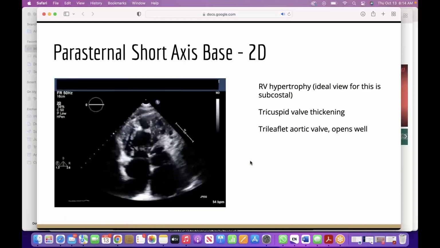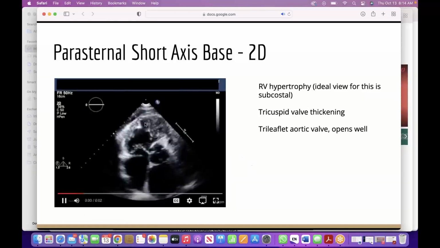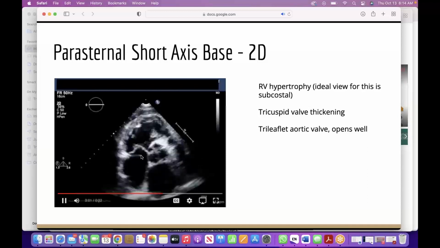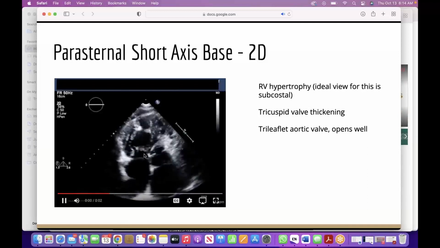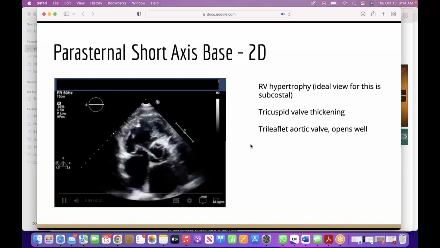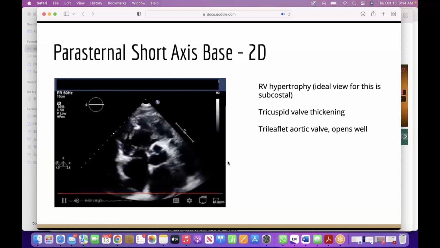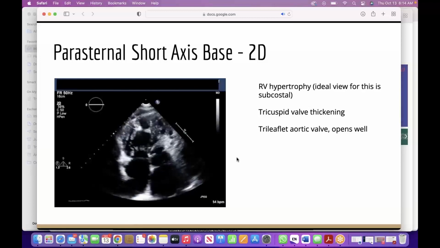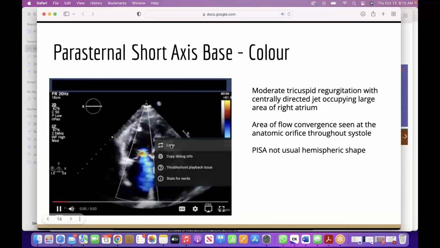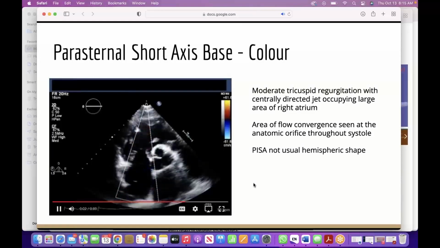In the parasternal short axis at the base, you can see that there's some hypertrophy at the right ventricle, with hypertrabeculations. The aortic valve appears thickened, so does the tricuspid valve. There doesn't appear to be a coaptation gap in the tricuspid. The aortic valve is trileaflet.